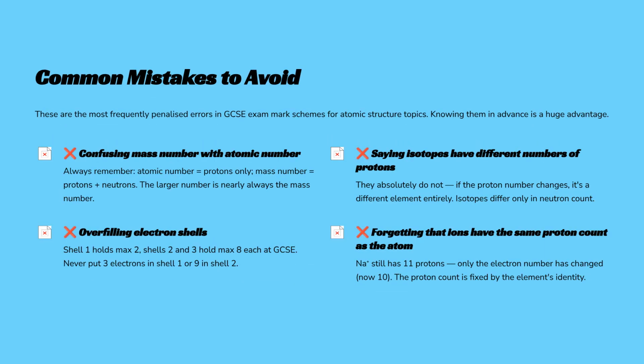Avoid these common mistakes: confusing mass number with atomic number, claiming isotopes have different proton numbers, overfilling electron shells, and forgetting that ions still have the same proton count as the original atom.